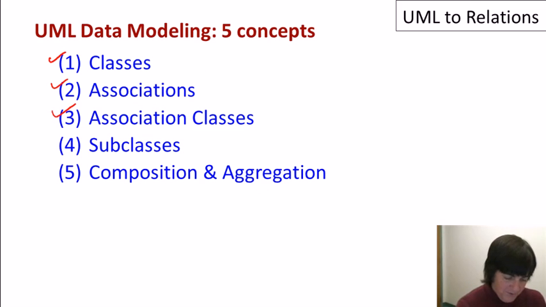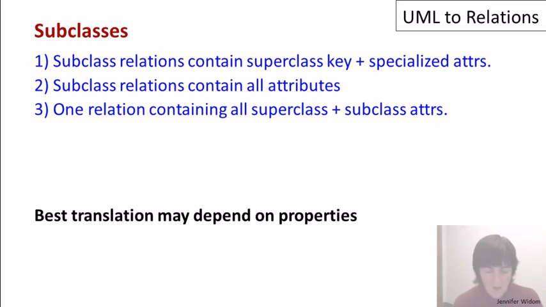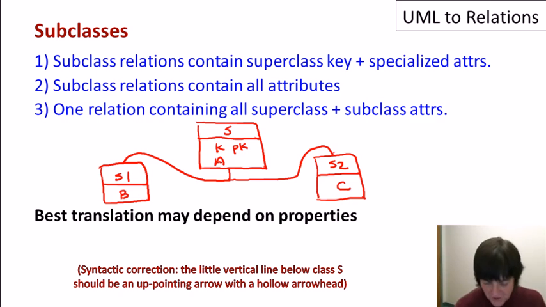Okay, we're getting there. We finished the first three, and now it's time for subclasses. This is a pretty big one. First of all, it turns out that there are at least three commonly used translations from a subclass relationship into relations. So let me set up a generic subclassing setup, and then we'll talk about the three different translations and when we might use which one. So here's our generic setup. I had to draw it a little funny to fit it in the space.